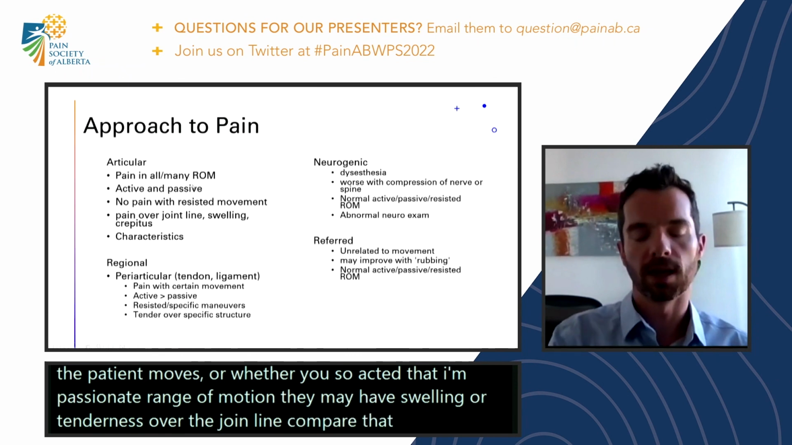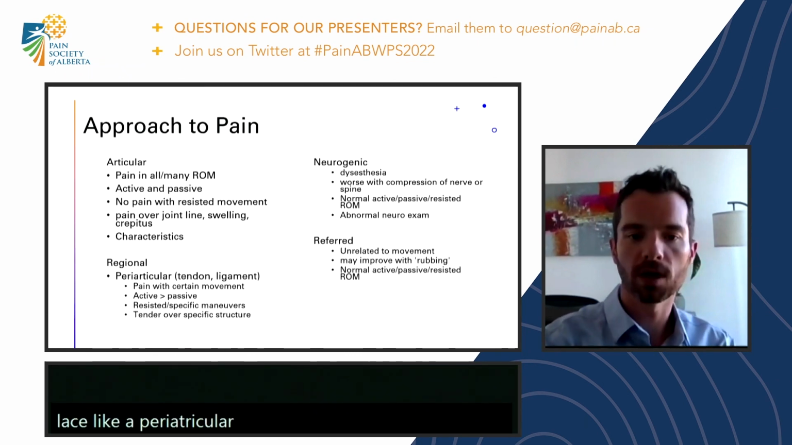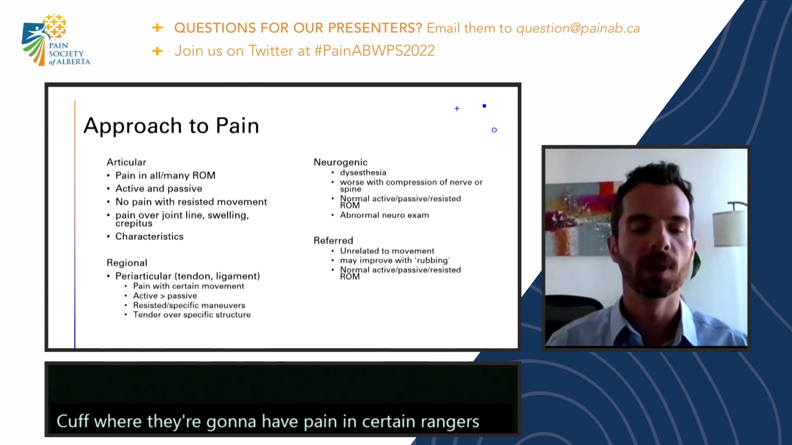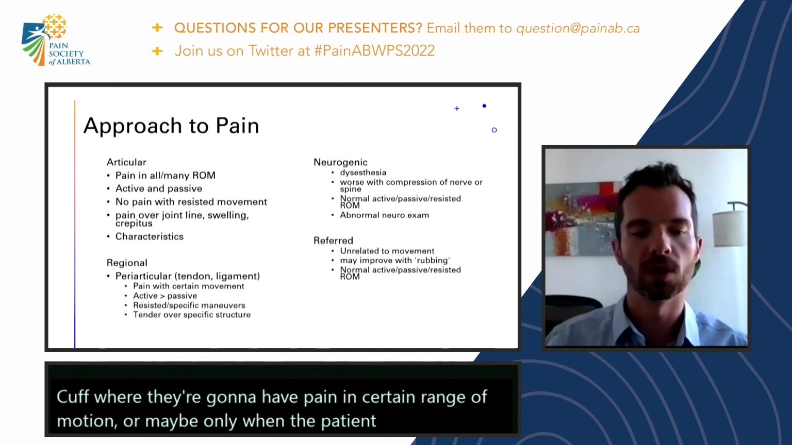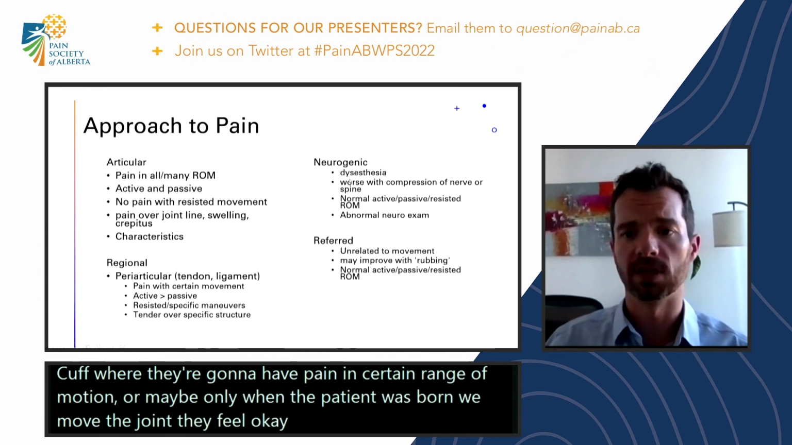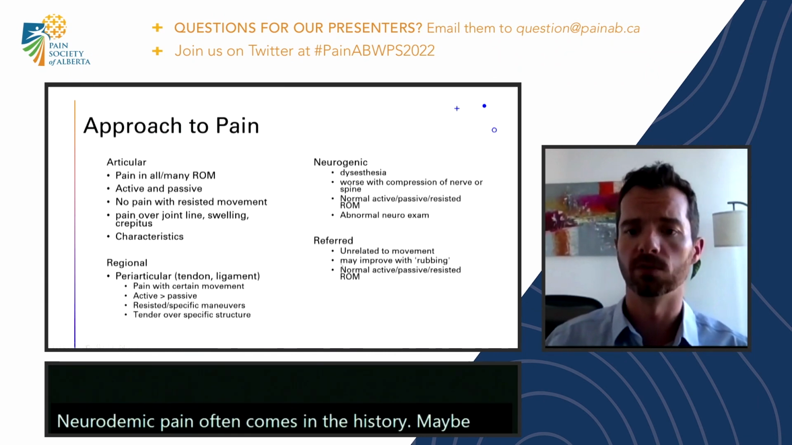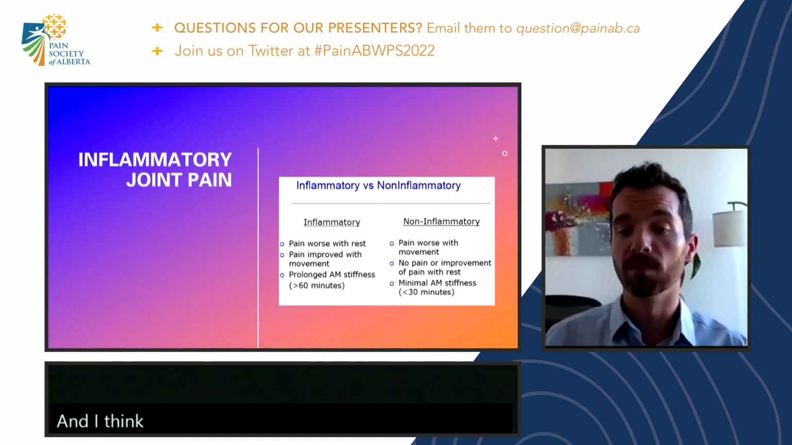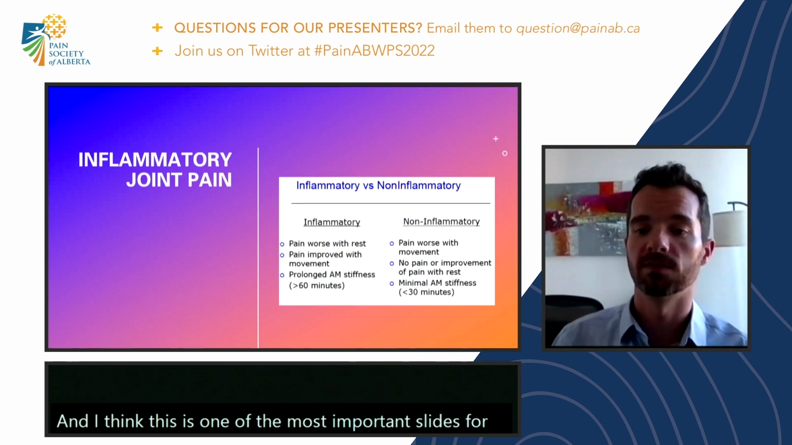Compare that to a periarticular pain, say a rotator cuff, where they're going to have pain in certain ranges of motion, or maybe only when the patient moves, but when you move the joint, they feel okay. Neurogenic pain often comes out in the history, maybe in the exam as well, and then referred pain or other types.